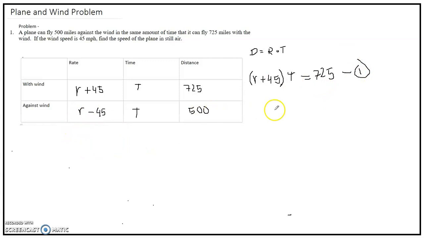For the second case, we'll do the same thing, but we have r minus 45. r minus 45 times the time equals the distance covered, which was 500 miles, so 500.